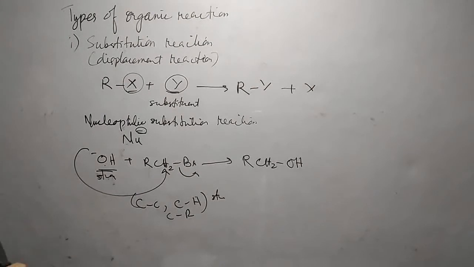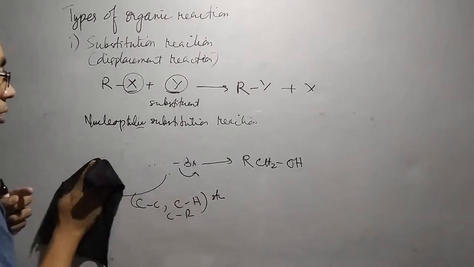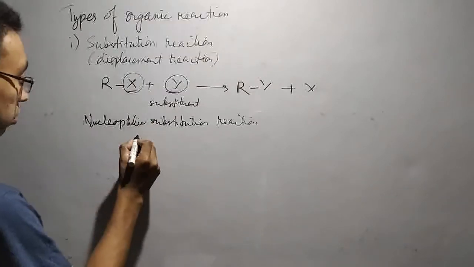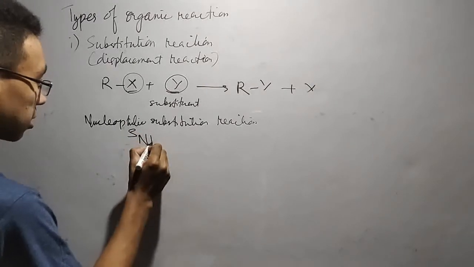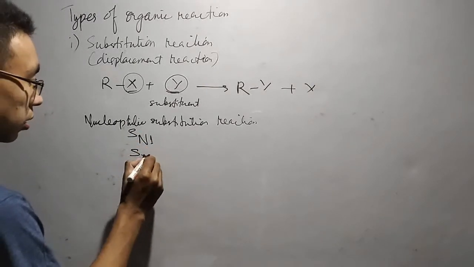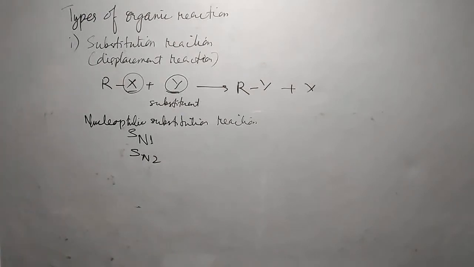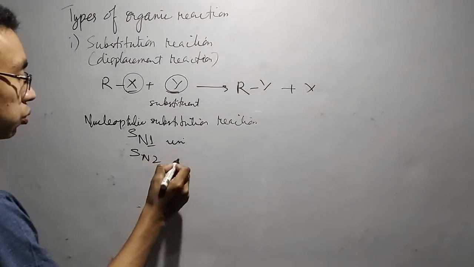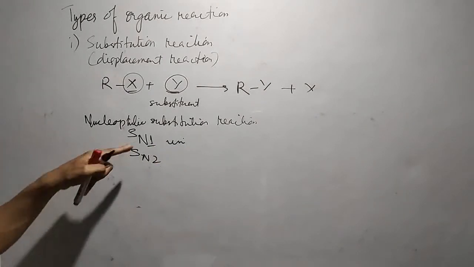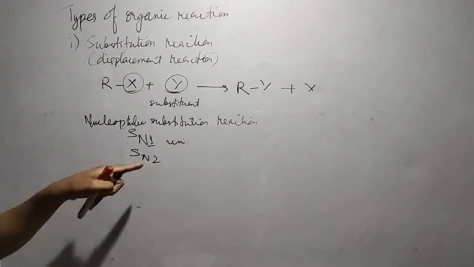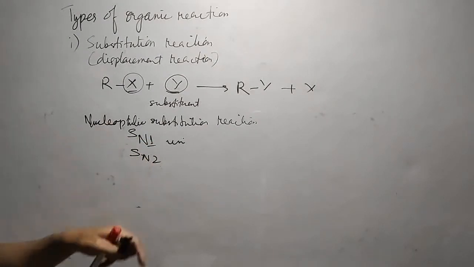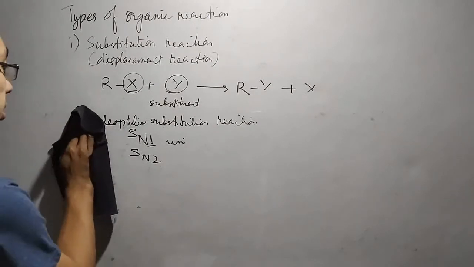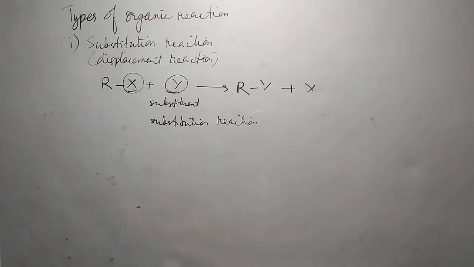Now next one we'll go to electrophilic substitution reaction. But before that, under nucleophilic substitution reaction there are two types, that is SN1 reaction, the other one is SN2 reaction. One means unimolecular, two means bimolecular. So here it depends only on one concentration of the reactant. Here it depends on both the concentrations of the reactant. Then the next one is electrophilic substitution reaction.